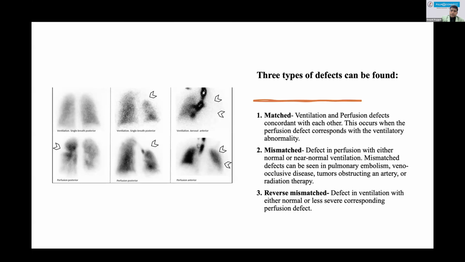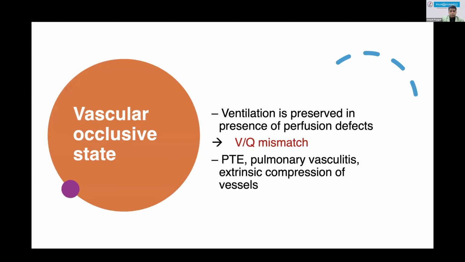Then the third entity is reverse mismatch. What is reverse mismatch is, there is a defect in the ventilation with either normal or less severe corresponding perfusion defect. So as in the diagram we see the ventilation is affected but the perfusion is normal. So this condition is called reverse mismatch.